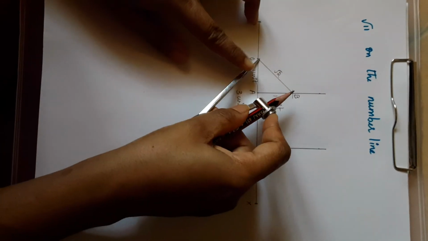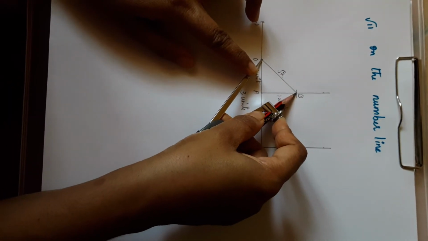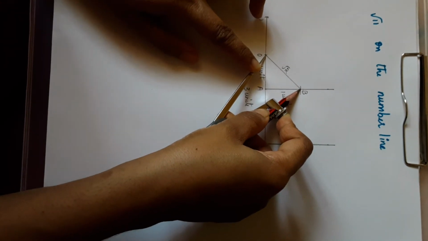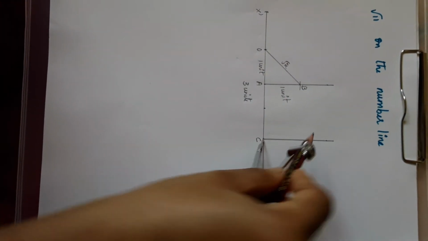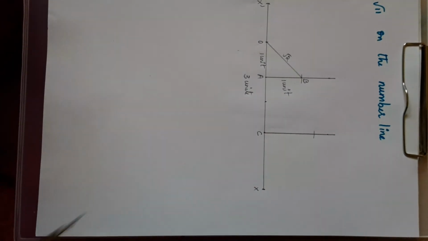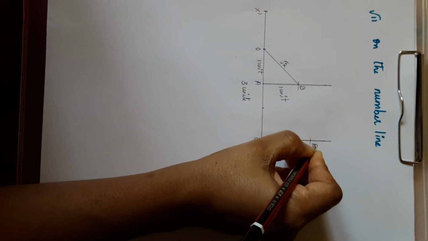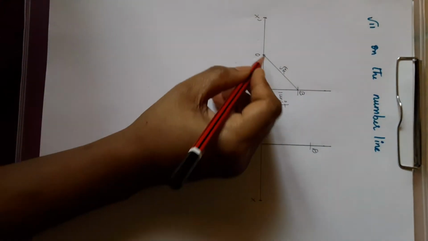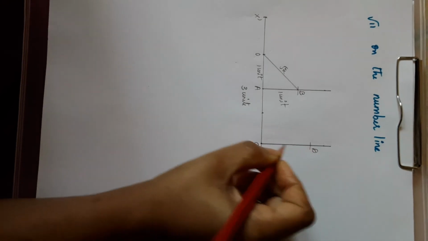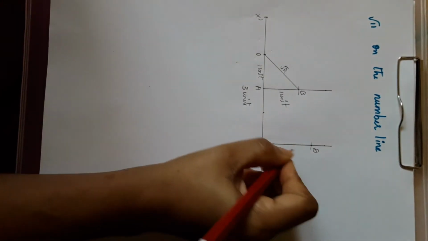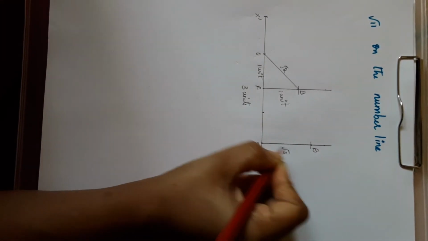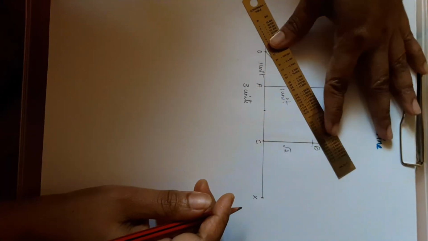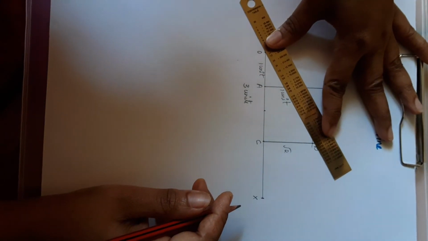And take OB as radius, OB measurement, and from C cut an arc on the perpendicular line and name it as D. We have taken root 2 measurement to cut the line. So CD is root 2 and join OD.